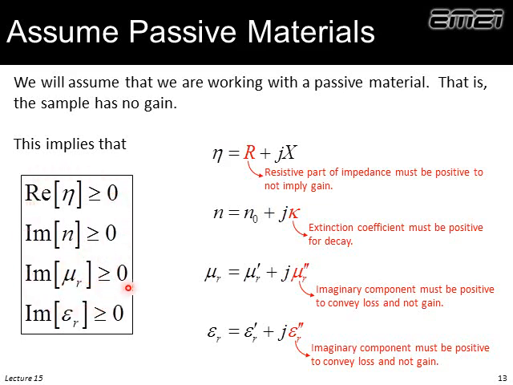Overall, these four equations summarize the conditions for having a passive material. And you have now some of the details behind that.